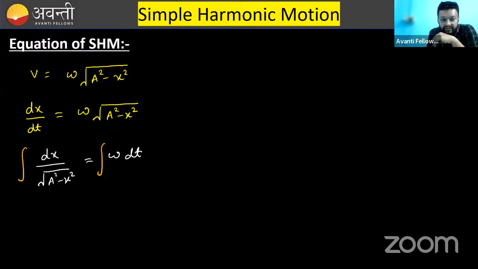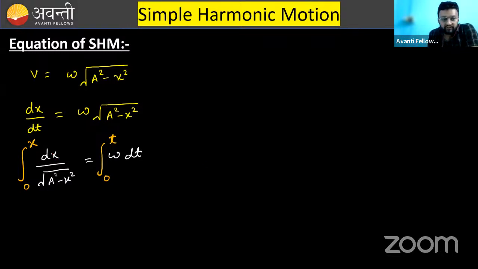Time that I have taken is from 0 to t. At 0, the particle was at mean position, that means 0. And at t time, it is at a distance x from the mean position. You need to know how we are putting the limits. If it was initially not at 0, there must be a limit kind of x naught here. But we have taken a simple case.